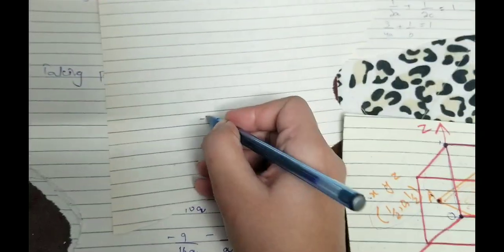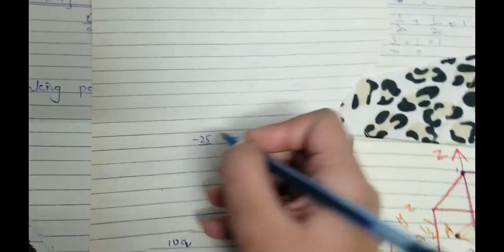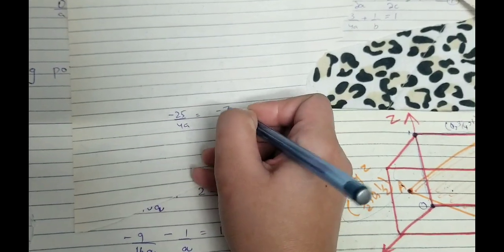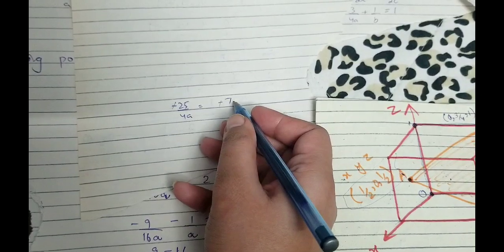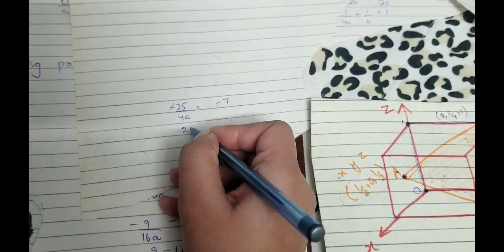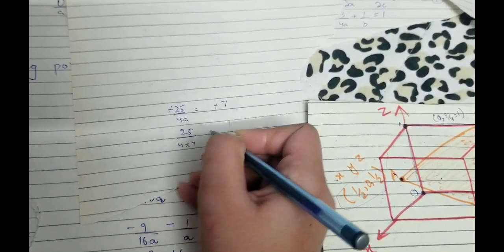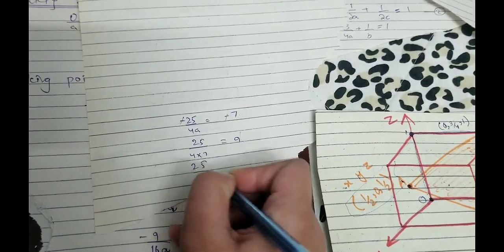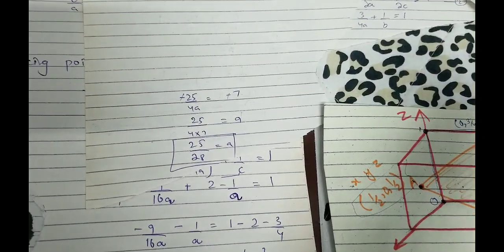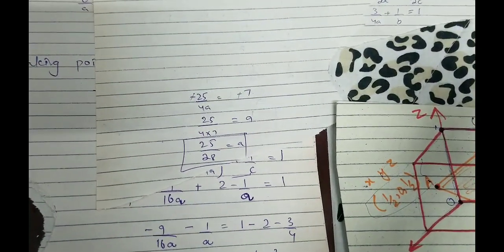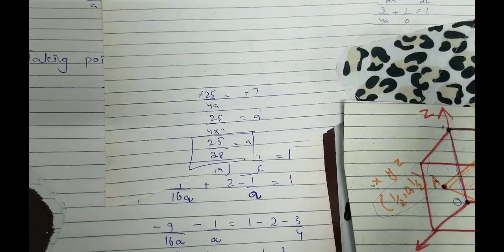It's 4, and we need to find out the value of a, so we'll keep it: minus 25 by 4a equals minus 7. Minus and minus cancel out, a goes to the right and 7 comes here, so it's 25 divided by 4 multiplied by 7 equals a. 25 divided by 28 is equal to a. This is the x-intercept.